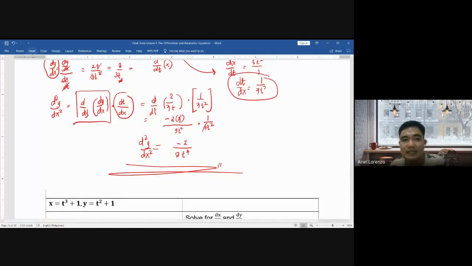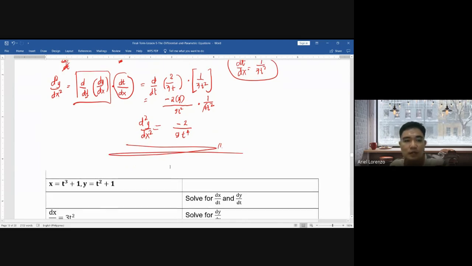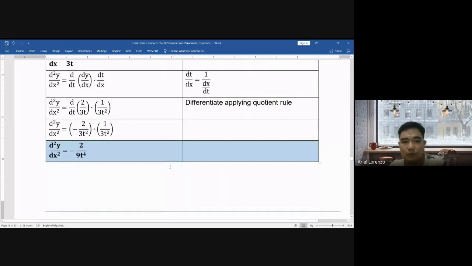Hindi, derive mo yung na-derive na. Then mag-multiply kayo ng dt all over dx. Na-gets? So, ito yung sagot. Negative 2 all over 9t to the 4th.